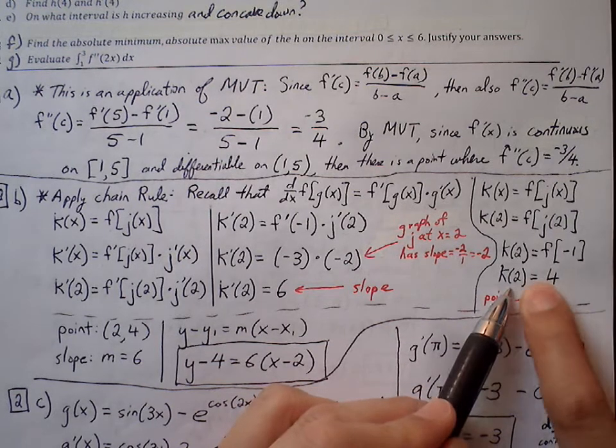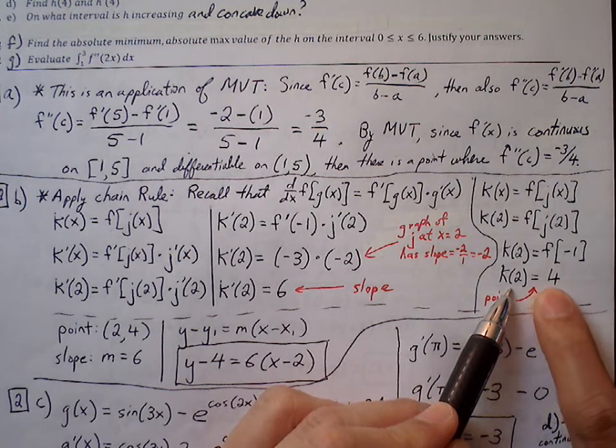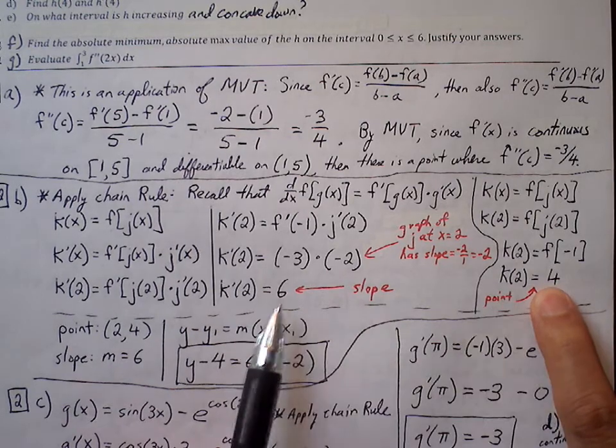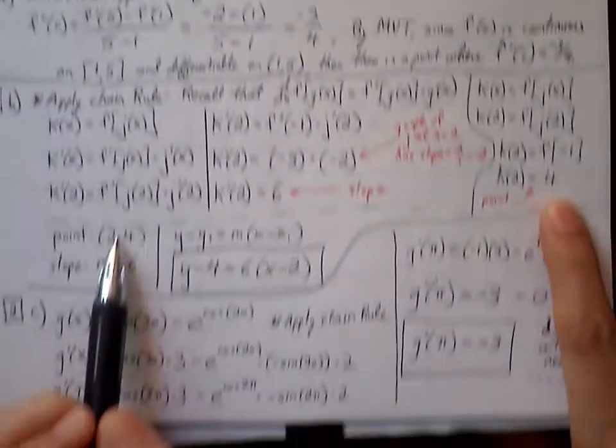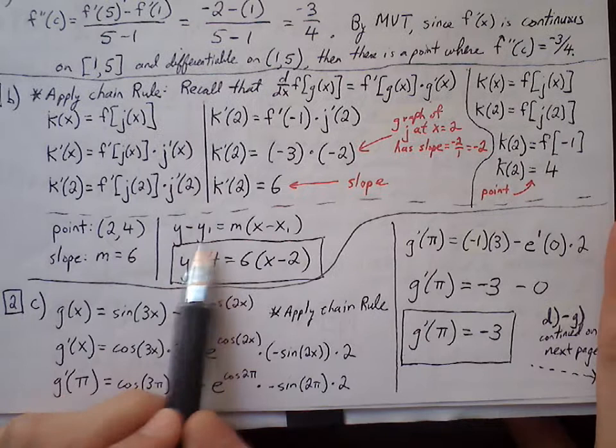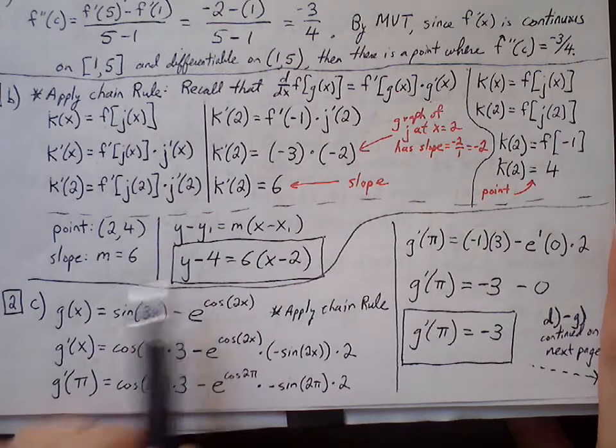Our ordered pair is x, y, our x and y values are 2 and 4. Our slope is 6. So once we have our ordered pair and our slope, we can dump that into point-slope form, and that's our tangent line equation.